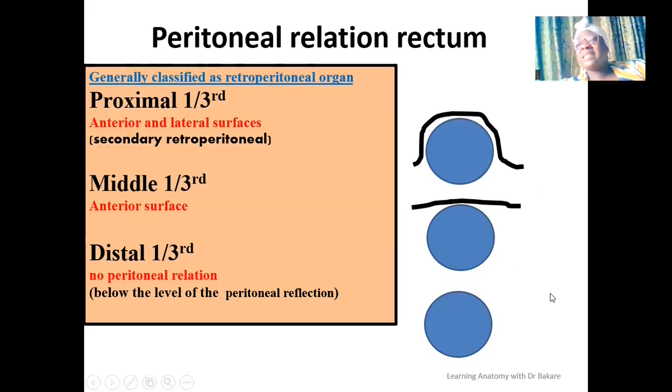So this is the kind of presentation that the different regions of the rectum present when it comes to peritoneal relations. We see that generally it is classified as a retroperitoneal organ because it is not the case that the entire surface of the rectum is covered by peritoneum. So it's good for us to be able to establish the different relations with the different subregions.